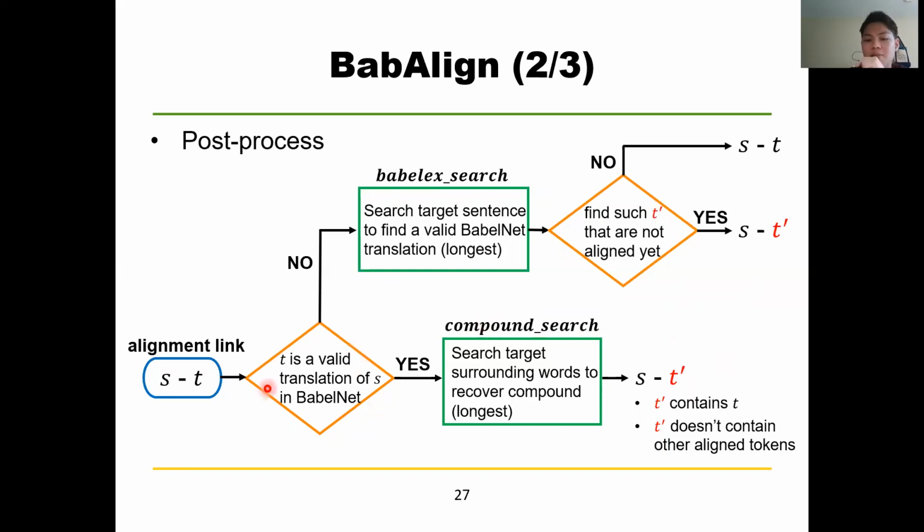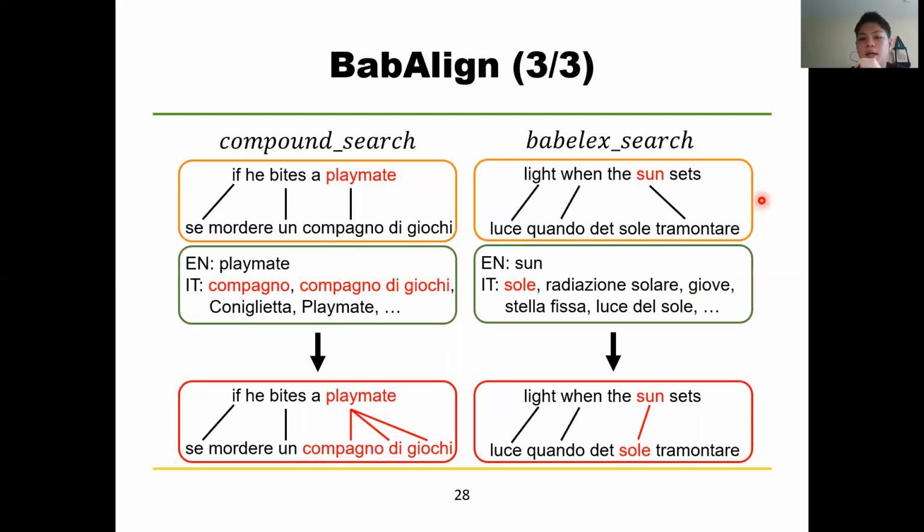If the initial alignment link is invalid, we go to the BabelNet search function, which searches the target sentence to find a valid BabelNet translation. And if we can find such a translation, we just update the alignment link. And if we couldn't, we keep the initial alignment link. So here are the examples for both functions.